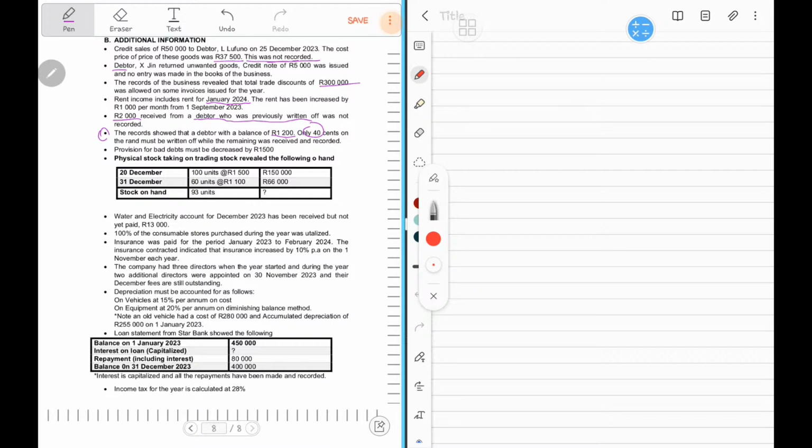Okay, then we are being told that provision for bad debts must be decreased by. Remember what I said, that if they tell you that it is by, just take the amount, do not try to calculate. By is the difference between the one from the previous year and the one from the current year. Then I said if it is a decrease, it is an income. If it is an increase, it is an expense. Increase, expense. Decrease, income.